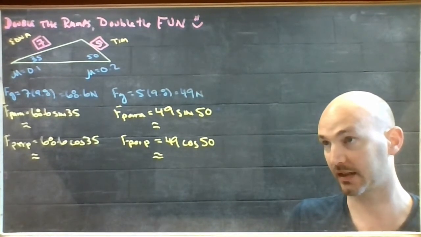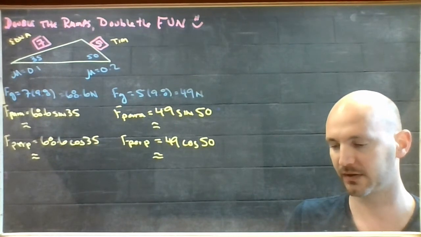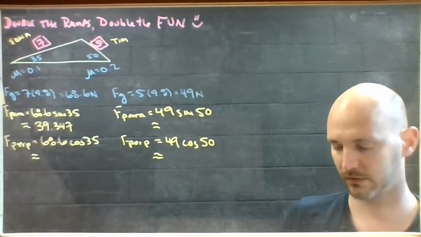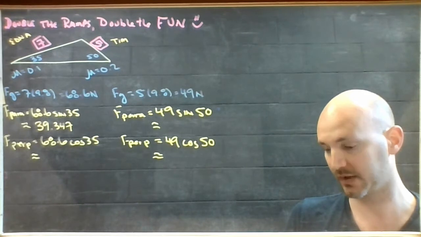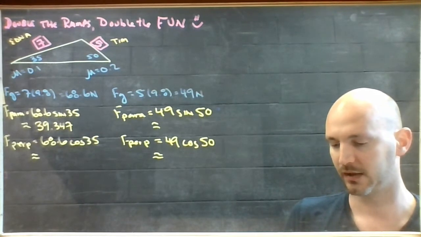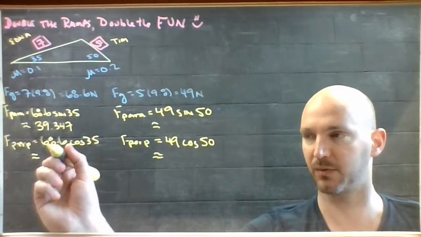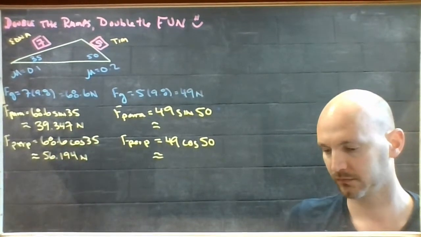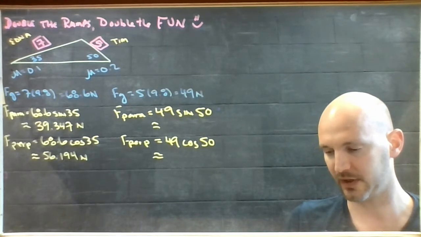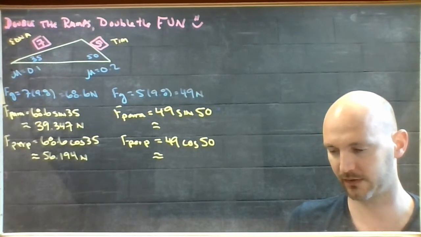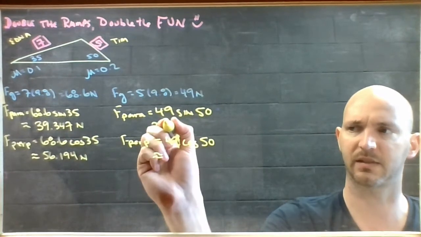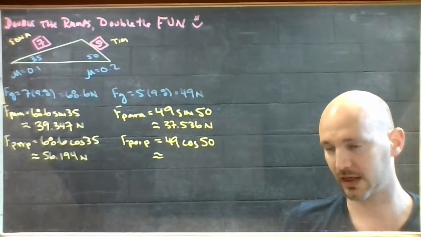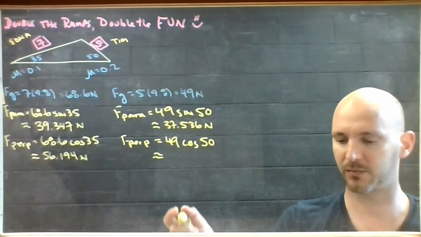So 68.6 times the sine of 35 is 39.347. 68.6 times the cos of 35 is 56.194, sorry. 49 sine 50 is 37.536. 49 cosine 50 is 31.497.